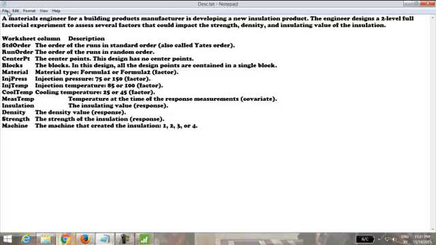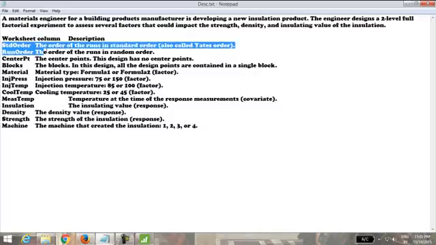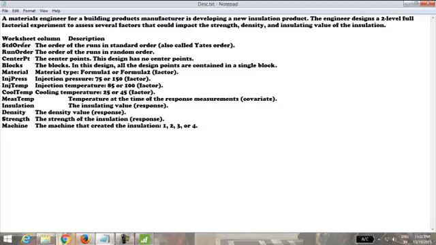A materials engineer for a building products manufacturer is developing a new insulating product. The engineer designs a two-level full factorial experiment to assess several factors that could affect strength, density, insulating value of insulation, and so on. This is the description basically. These are the orders which have been defined with the data.